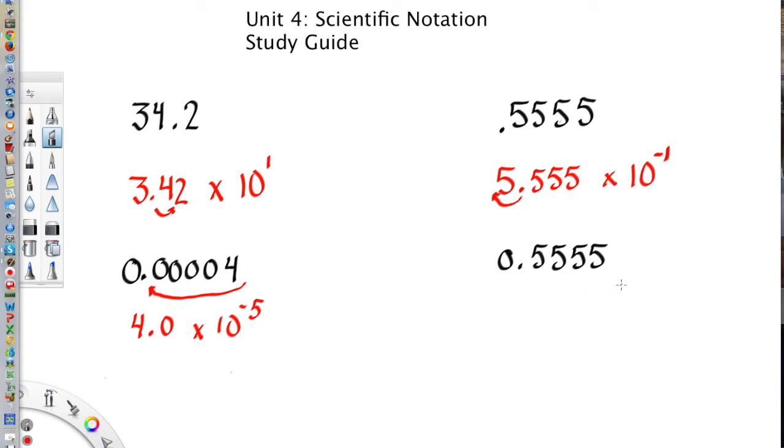Okay, and likewise, here I've got, hey, this number looks a lot like the number up here. In fact, it is. It's the same number. So I got to make it 5.555 times 10. And in order to get this decimal point back out in front, I'd have to move it 1 to the left. So it'd be to the -1st power.